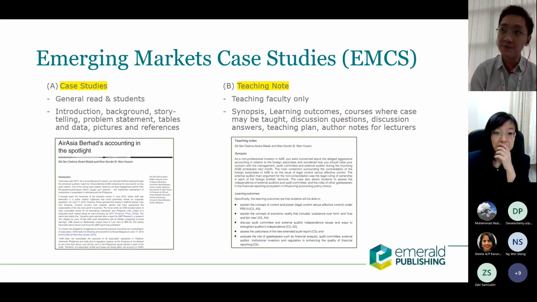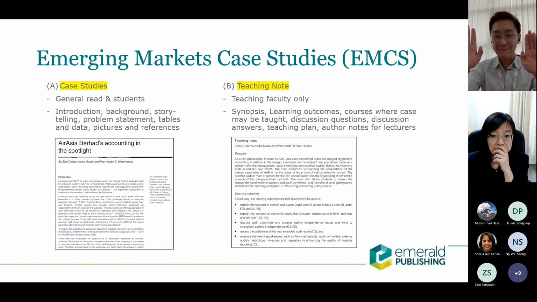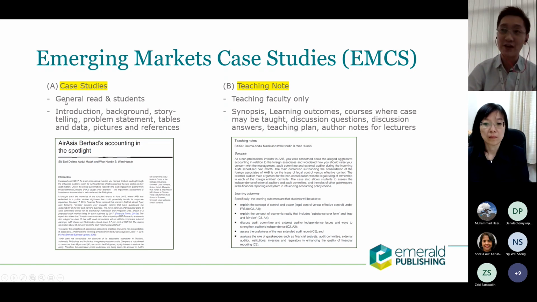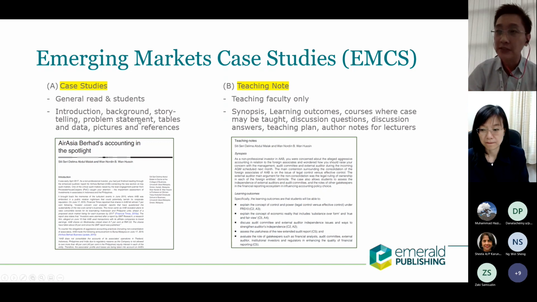Now, how can we use EMCS, Emerging Markets Case Studies? Our cases are divided into two PDF parts. The first part is called the case study, which is a general read for students. So you can download these case studies. You can ask the students to download the case studies on their own. And under this case study, you will find that it's all about the case introduction. What is this case, a background story, the storytelling of this case, the narrative of it, who said what, who said when, the problem statements, the tables, the data, the pictures, and also references that are available.